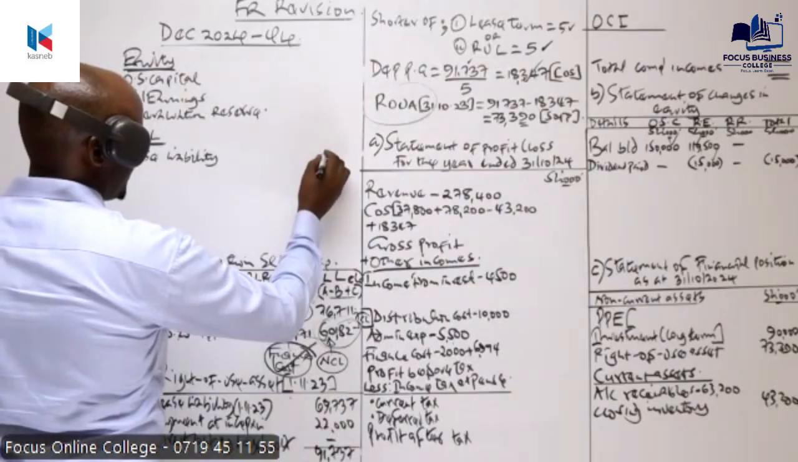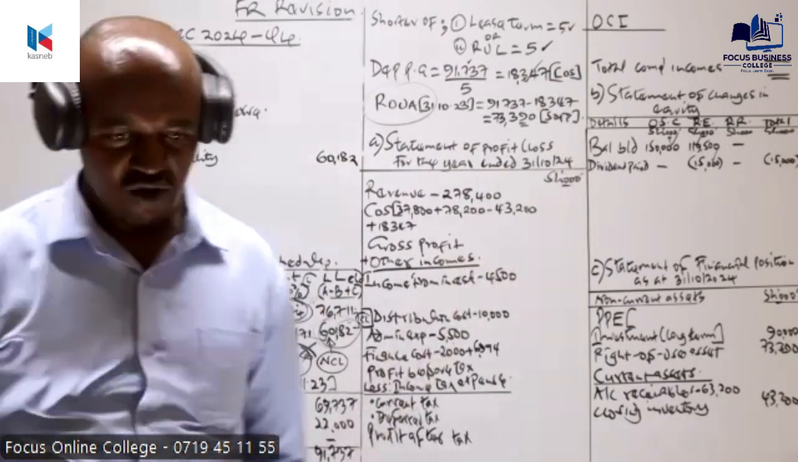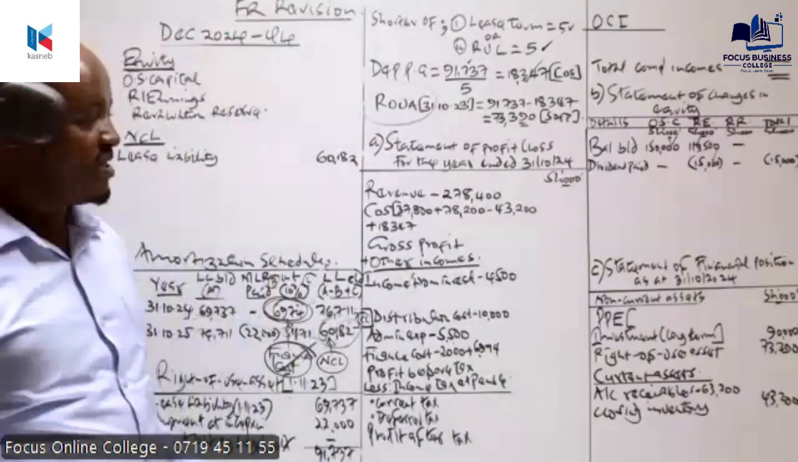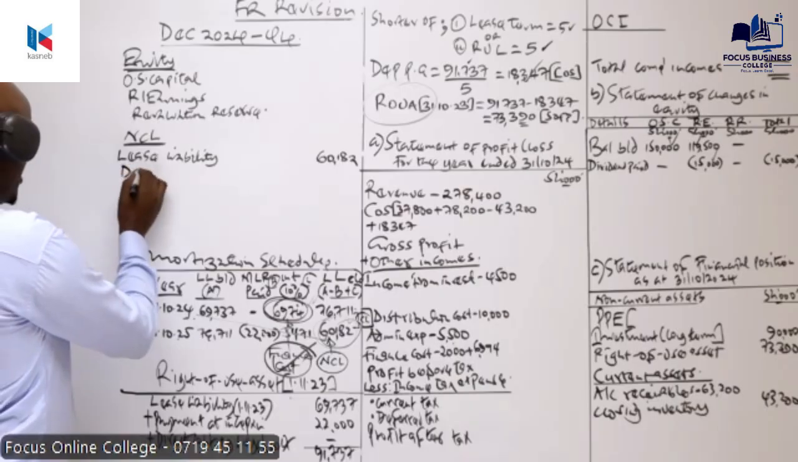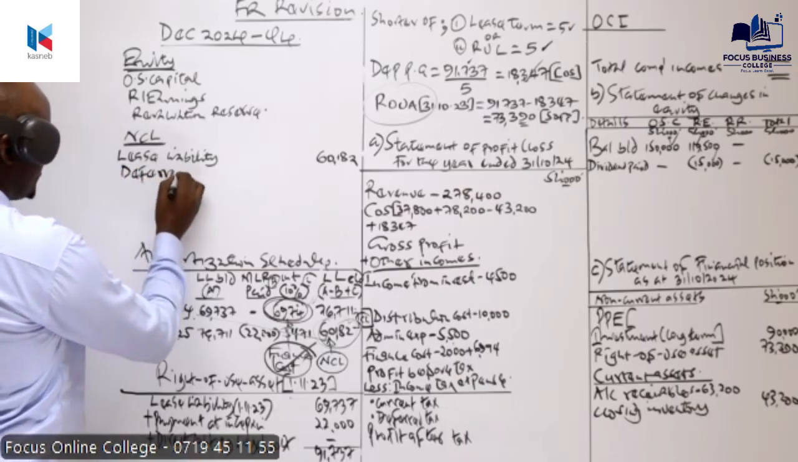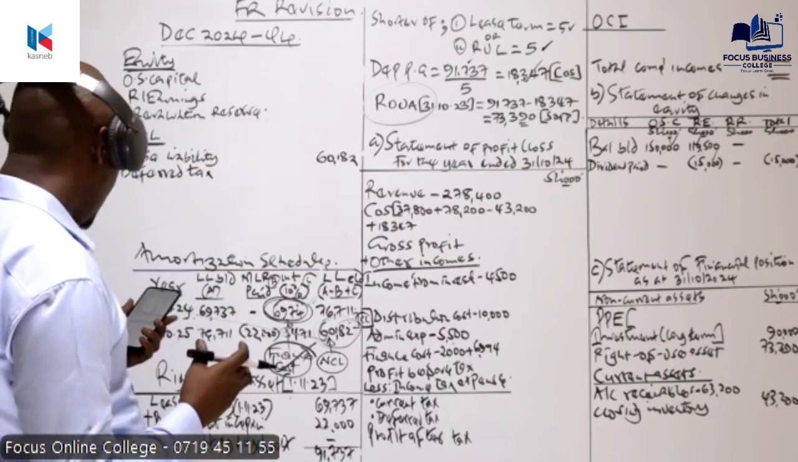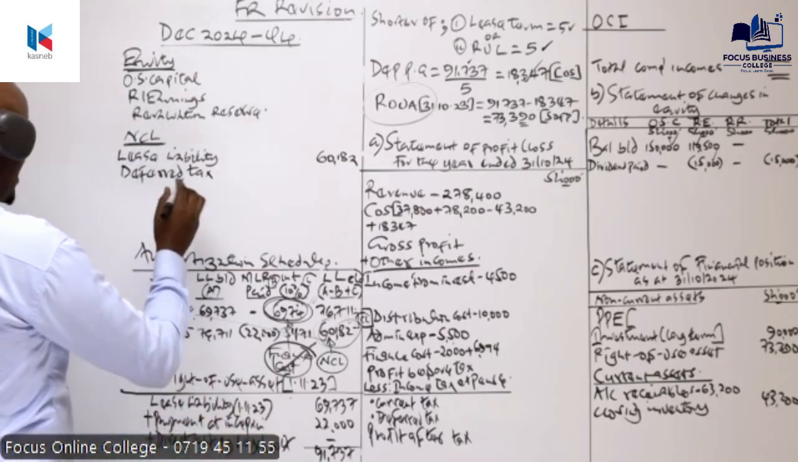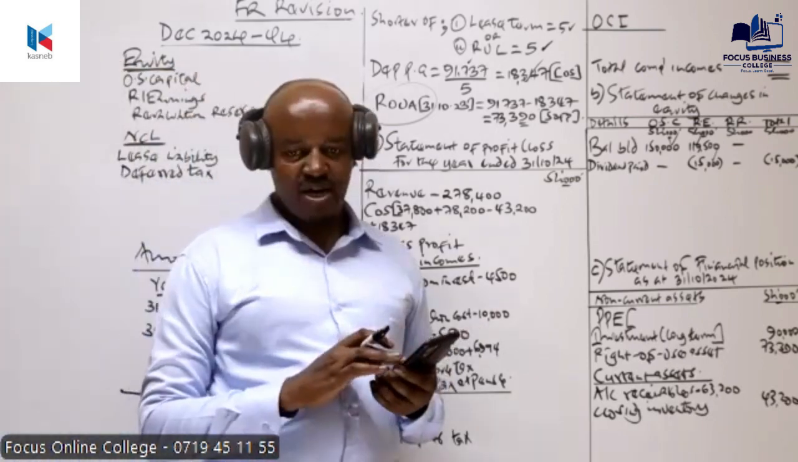So 60,182. That is one of the items of non-current liability we will have here. I think the other one should be the deferred tax. But remember, what we recognize here should be the deferred tax at the end, not the deferred tax which we have in the trial balance, but the deferred tax at the end.